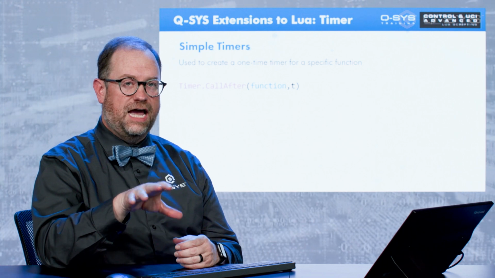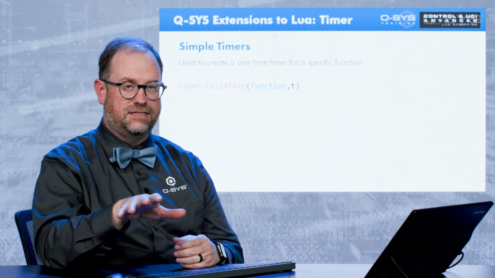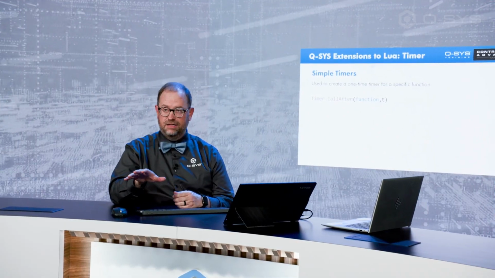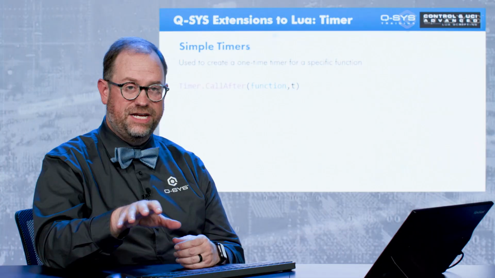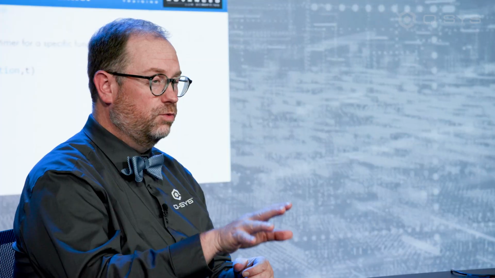Now there's a few things to sort out here. When we talk about time in Q-SYS, you should know this. All time in Q-SYS is reckoned in seconds. That means that 1 minute is 60, 1 hour is 3,600, and 1 millisecond is 0.001.